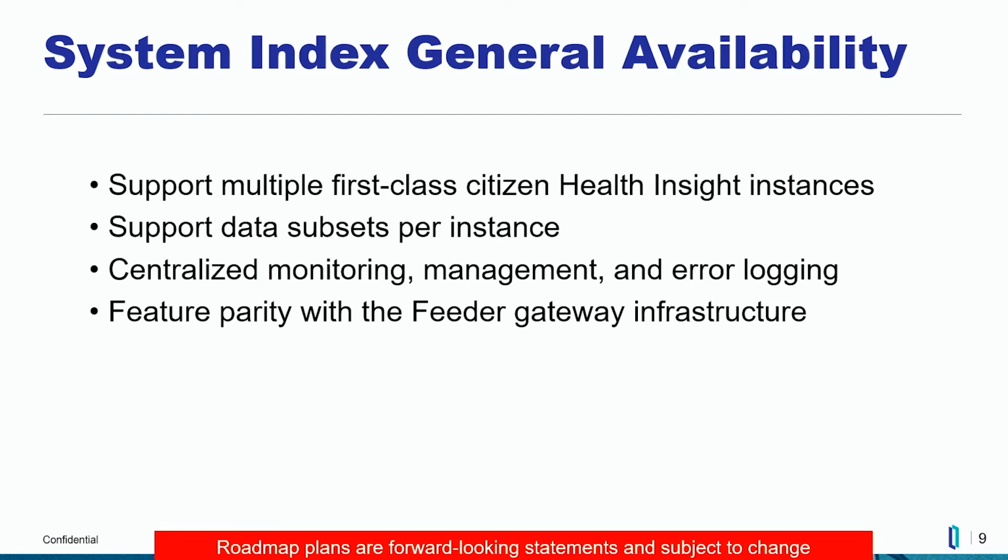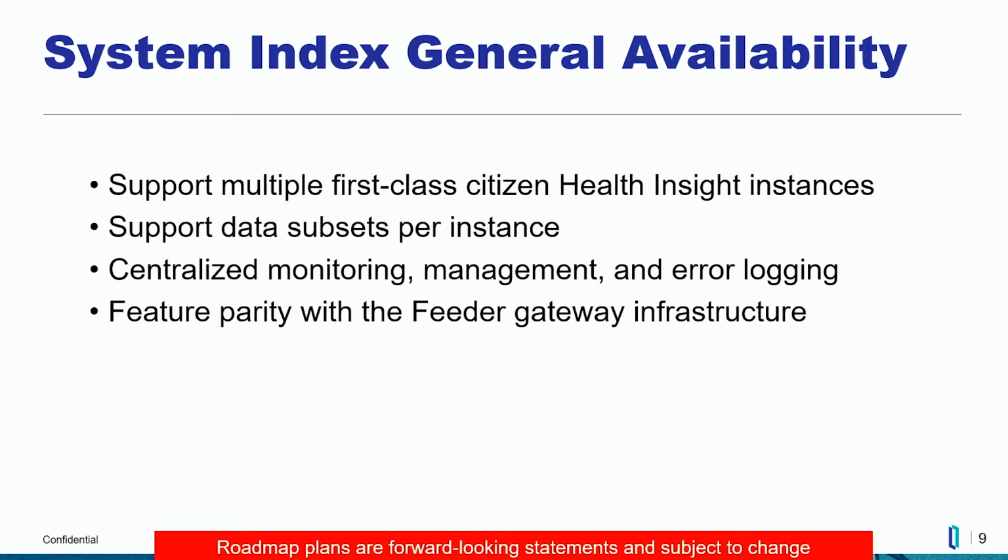And of course, this additional capability and additional flexibility allows for some very cool use cases. Just one simple example: maybe one of those Health Insight instances is massive and holds all of the data from Unified Care Record. And you may want to have multiple parallel Health Insights that are subsets of the data for whatever use case you may have. And like I mentioned before, System Index offers a more centralized location for a lot of monitoring. We're going to continue working on making that monitoring even better.